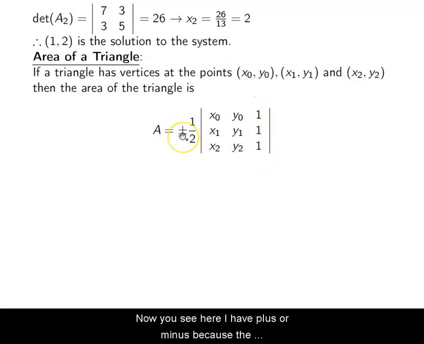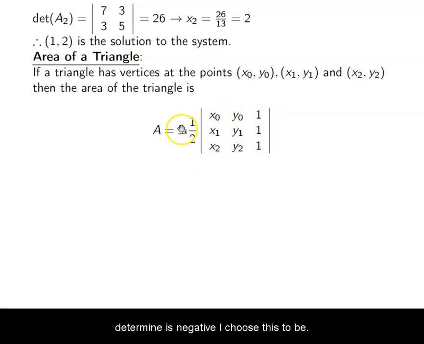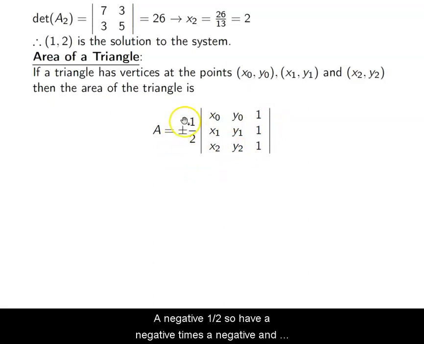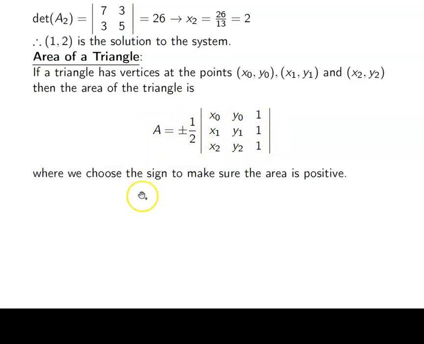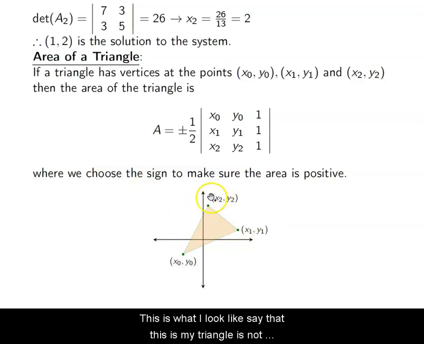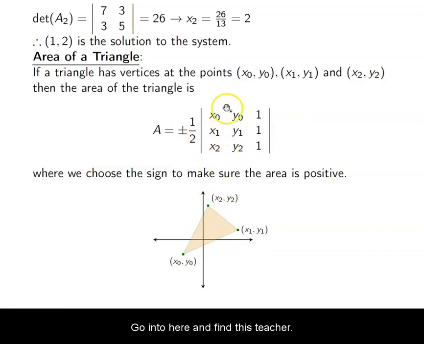Now you see here I have plus or minus because the determinant is allowed to be negative. If my determinant is negative, I choose this to be a negative 1/2. So I have a negative times a negative, and it's positive. Remember, area is always positive. So if this came out to be negative, I need to multiply it by a negative 1/2 so it stays positive. So this is what it looked like. Say that this is my triangle. It's not a right triangle, so it's hard to find what the area is. So instead of sitting here trying to measure a bunch of stuff, we can just throw it into here and find this determinant. And that's a lot easier method.